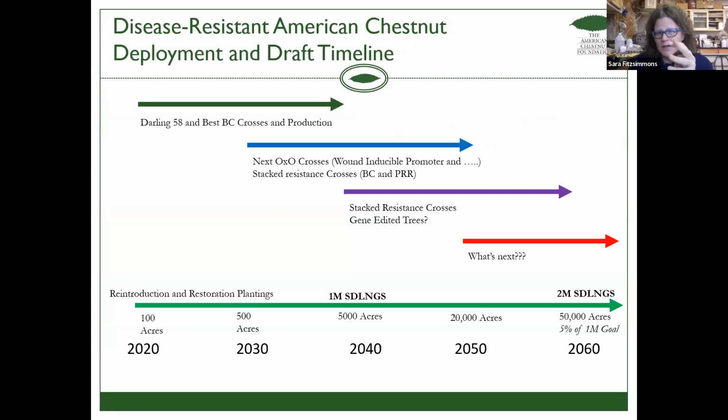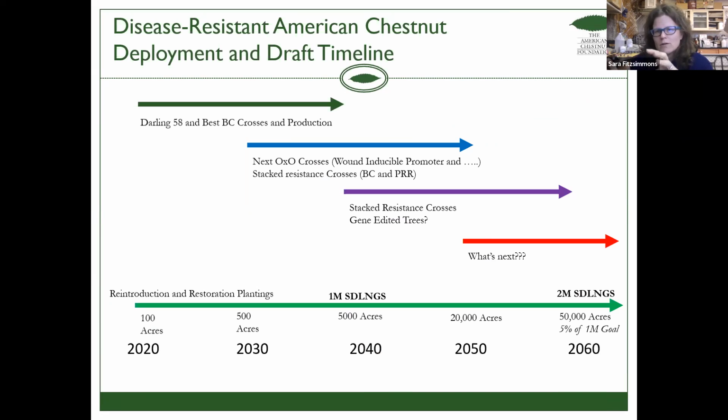Here's a really rough timeline. Again, a lot of hand waving. Don't quote me on any of these numbers; it's just to give you a sense of where we're at. We've got Darling 58. Hopefully that gets deregulated. We've got good material coming out from traditional breeding programs. That's being deployed and will be deployed in the near future. But there's better stuff coming behind it. Again, Carrie mentioned this iterative process, not only for traditional breeding, but for all technologies.